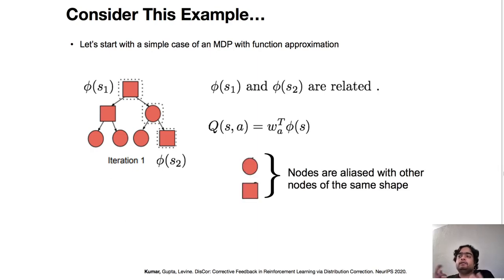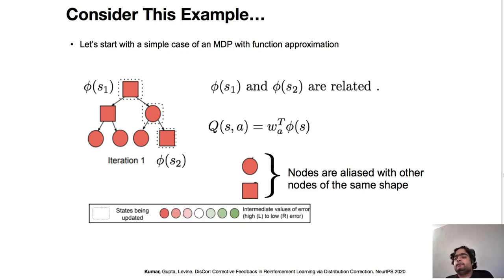When this happens, we call these nodes aliased with each other. What this means is all the nodes that are circular in shape are aliased with each other, which means their features are related. And all the nodes that are square in shape have features that are related among themselves too. So nodes are aliased with other nodes of the same shape.